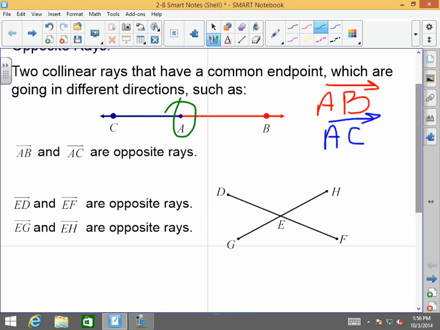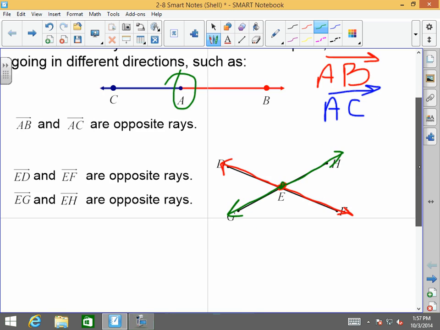Now, sometimes you have the situation where you have two intersecting lines. And if you can really identify the rays here that are opposite rays, you're going to have no problem recognizing vertical angles. If you notice here, EF and ED, they're opposite rays, with E as the common endpoint. If you look at EH and EG, those are also opposite rays, with a common endpoint, E. That's pretty easy, right? All right, cool beans.